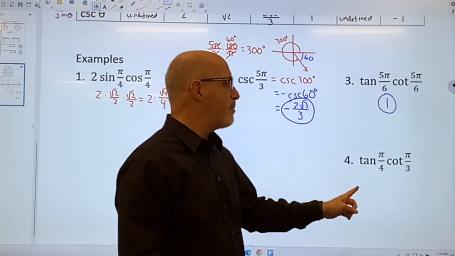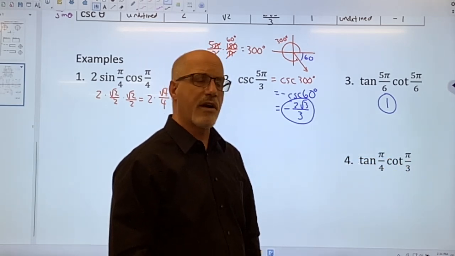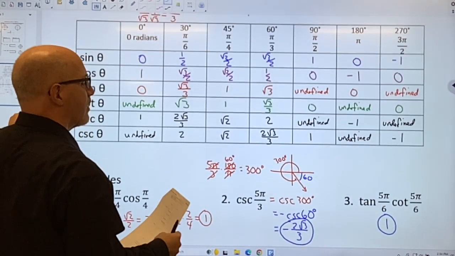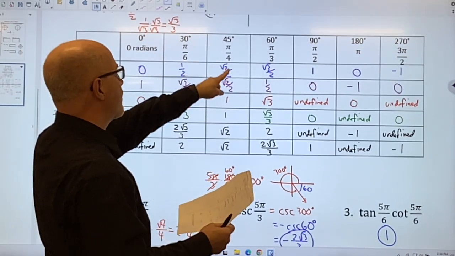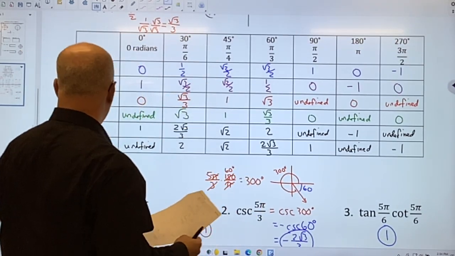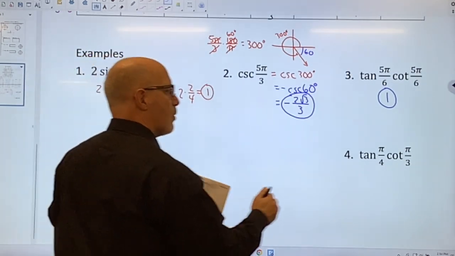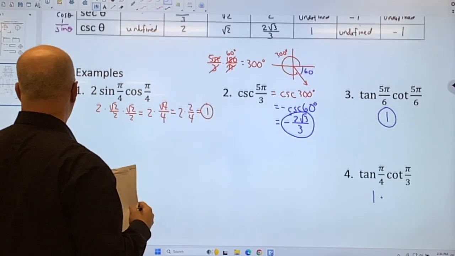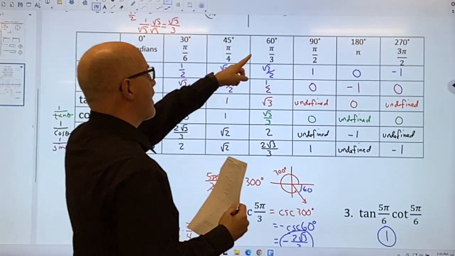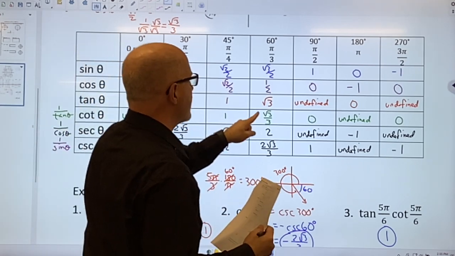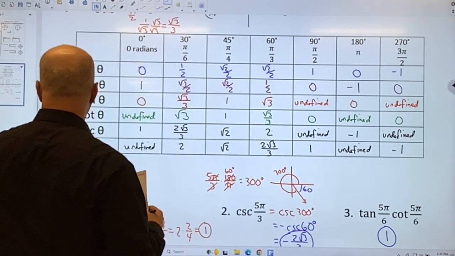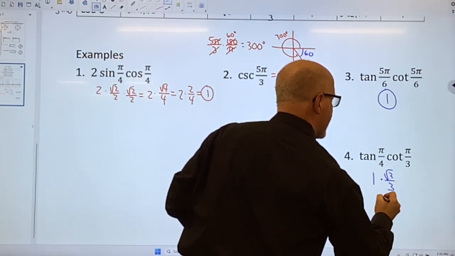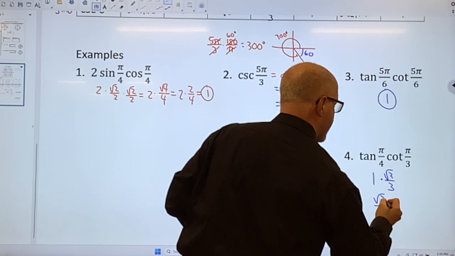So let's do tangent of 5 pi over 4 and cotangent of pi over 3 and multiply those. Well, let's go to our table. Tangent of 5 pi over 4, pi over 4. Here's pi over 4. There's tangent of pi over 4 is equal to 1. So I can get 1 on this one. And then cotangent of pi over 3, go back up to my table here. Here's pi over 3. Cotangent is equal to square root of 3 over 3 on that spot. So I'm going to have 1 times the square root of 3 over 3, and that gives me just the square root of 3 over 3.